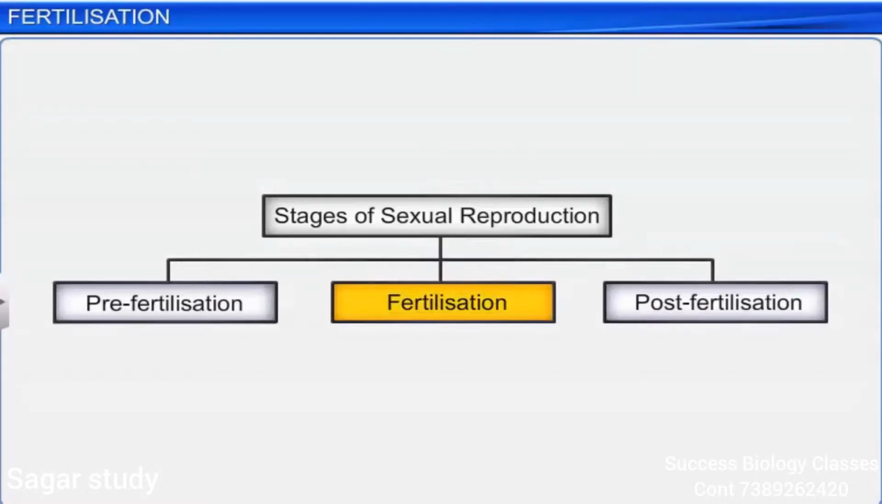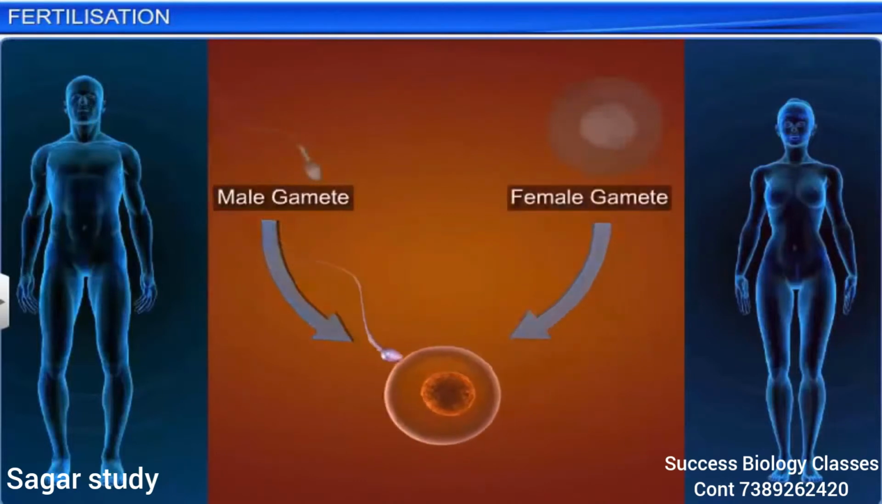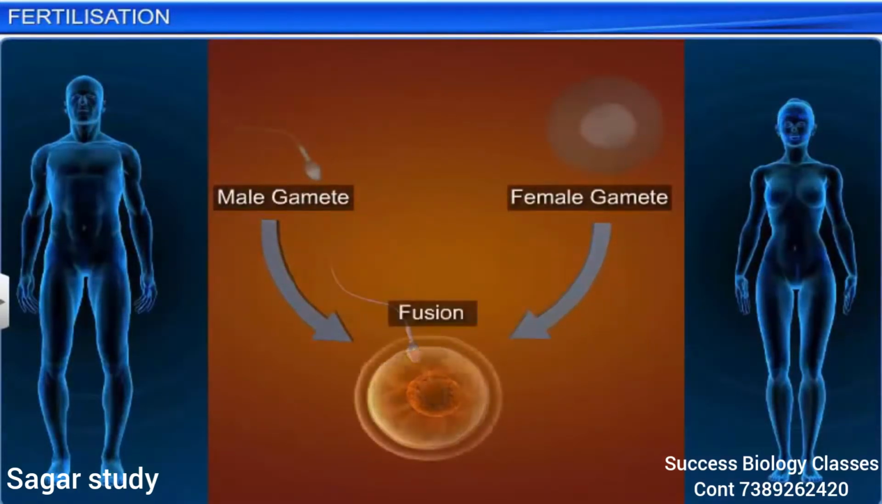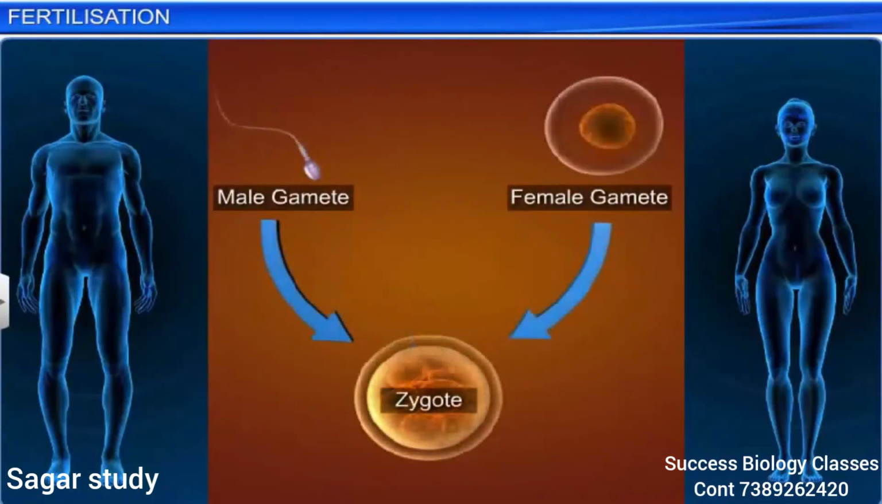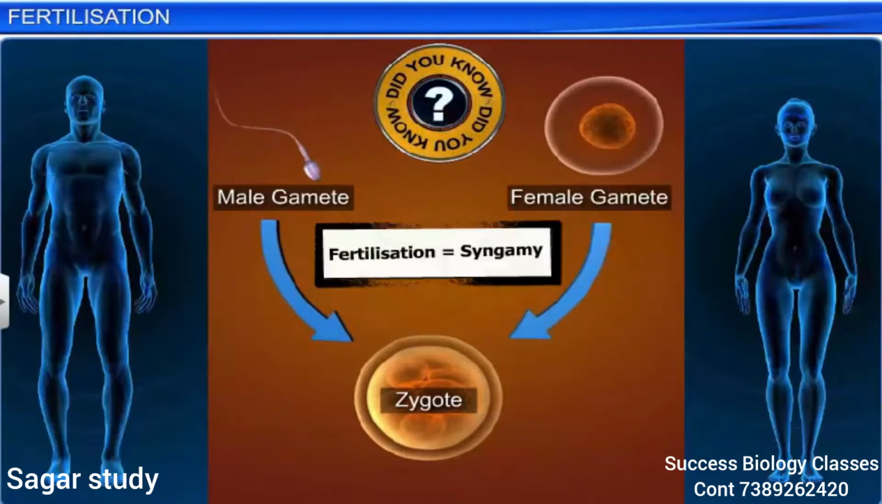Fertilization, the second stage in sexual reproduction, is also the hallmark of the process. During this stage, the male and female gametes fuse to form a diploid zygote. Did you know that syngamy is the other word used to describe the process of fusion of gametes or fertilization?